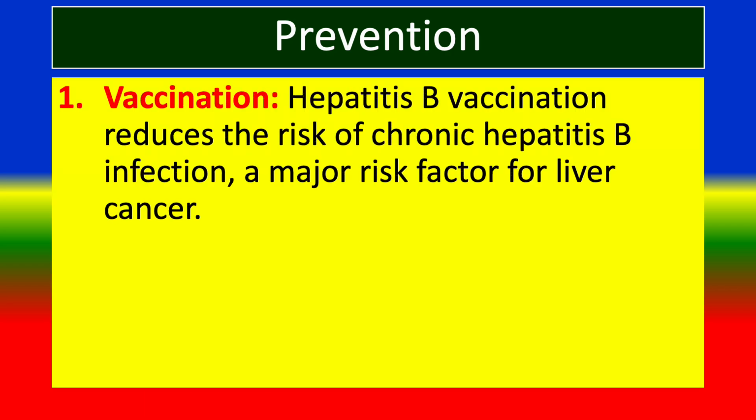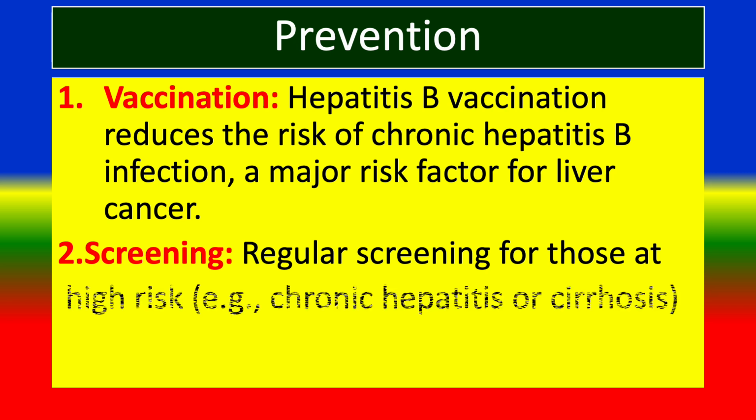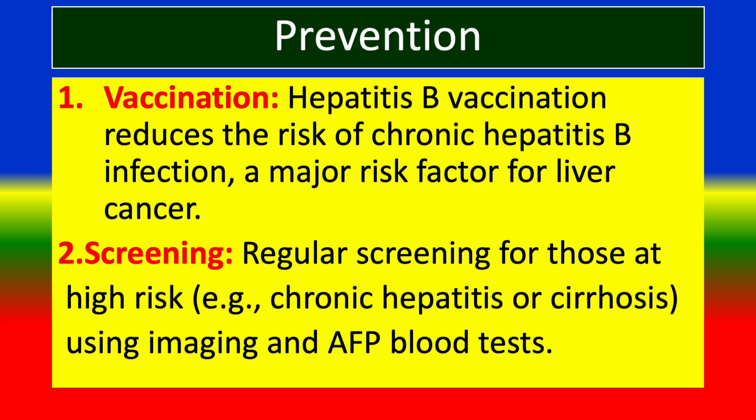Prevention. 1. Vaccination. Hepatitis B vaccine reduces the risk of chronic hepatitis B infection, a major risk factor for liver cancer. 2. Screening. Regular screening for those at high risk, for example chronic hepatitis or cirrhosis, using imaging and AFP blood test.